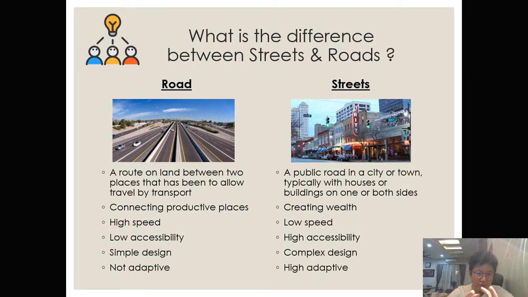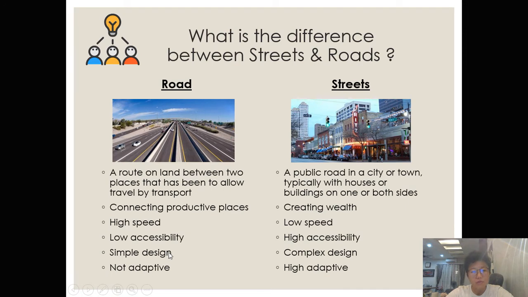To get onto a highway, you need the toll gate, for example. To get into the entrance or exit of the highway, to get to the toll, you need to go through some city roads, some peripheral roads before you can come to the highways. You see, so the accessibility is not that high. And the design for streets could be very complex, because you have to navigate between those developed areas of houses, of commercial areas and so on.